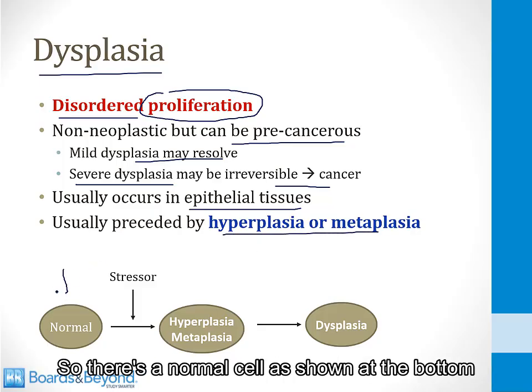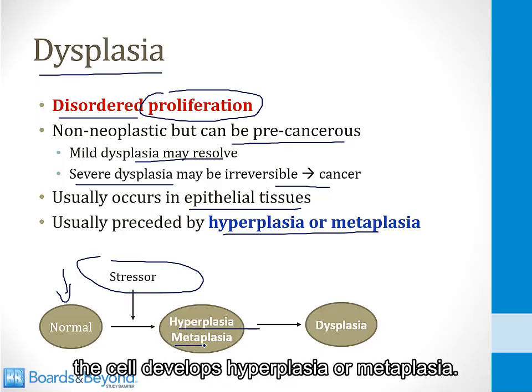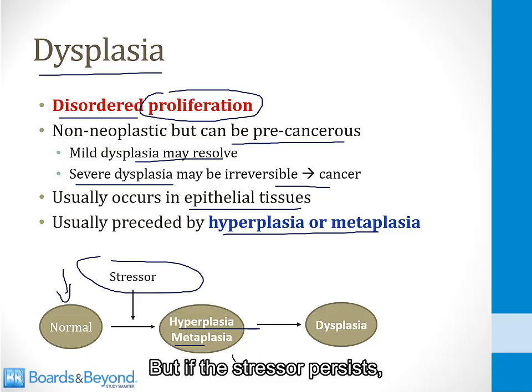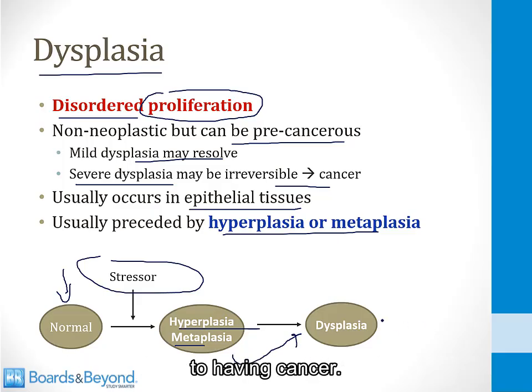So there's a normal cell as shown at the bottom of the screen. There's some stressor. The cell develops hyperplasia or metaplasia, but if the stressor persists, eventually these transform into dysplasia, which means the patient is getting closer and closer to having cancer.